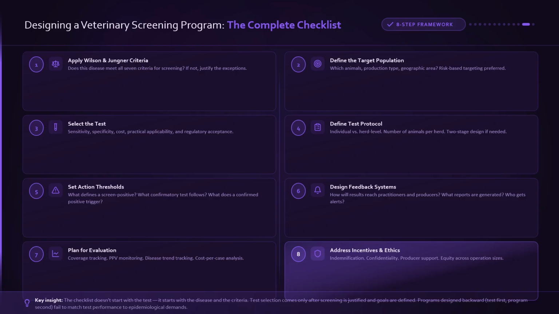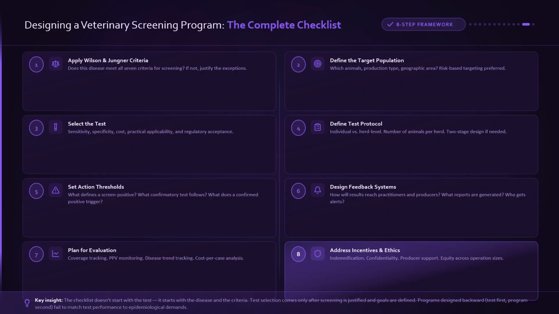If it doesn't, you'd better be able to justify the exceptions. Step 2, define the target population. Which animals, which production types, which geographic area. Lean toward risk-based targeting. Remember, the population you choose drives your prevalence, and prevalence drives PPV.